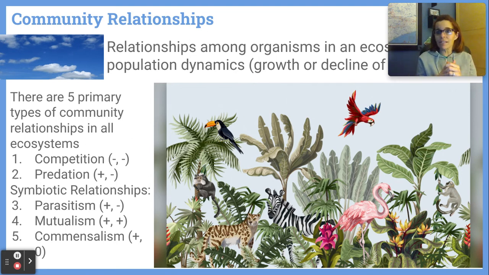Predation, one benefits because it's getting food. The other is harmed because it's being killed. And parasitism is similar. One is benefiting. The parasite is benefiting, but the host is getting hurt.